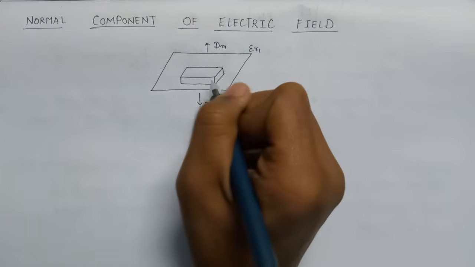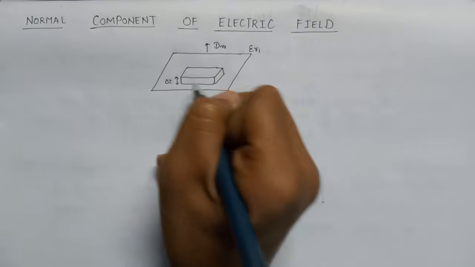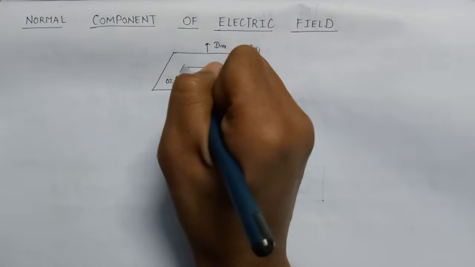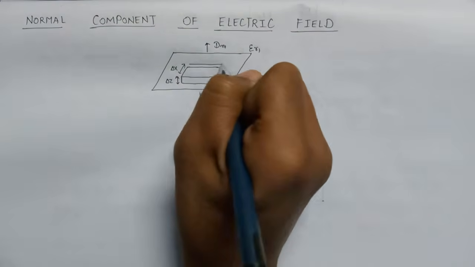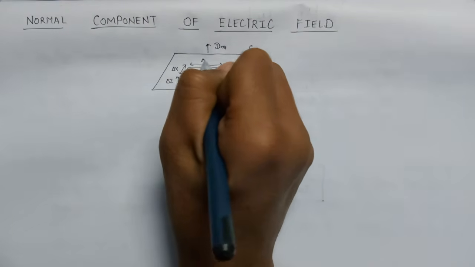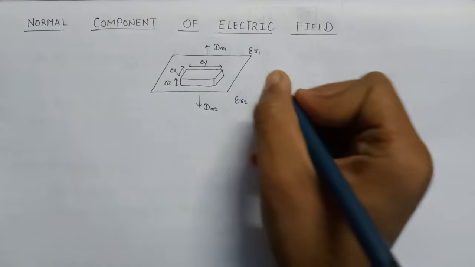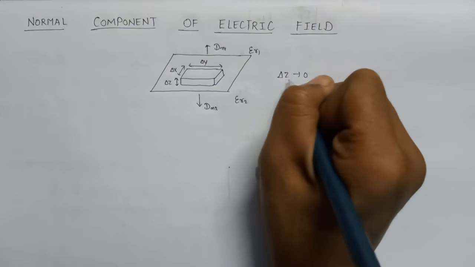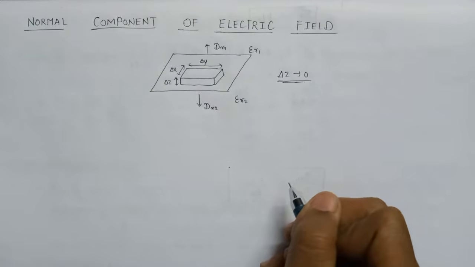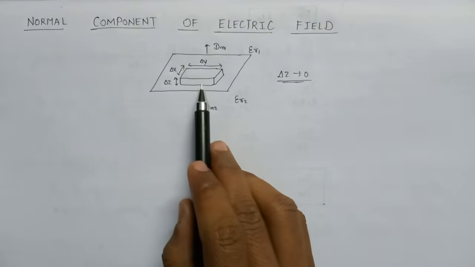So here is the Gaussian surface. This height is nothing but del z. This width is represented by del x and the length is represented as del y. And we also noted that this del z, that is the height, is very small or tends to 0 only. Now we will calculate the electric flux density with respect to this Gaussian surface.